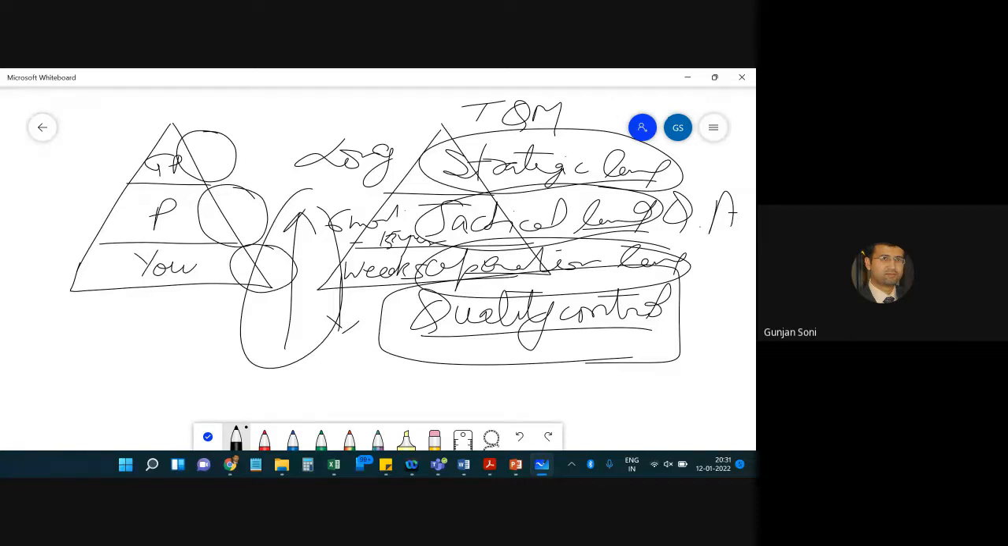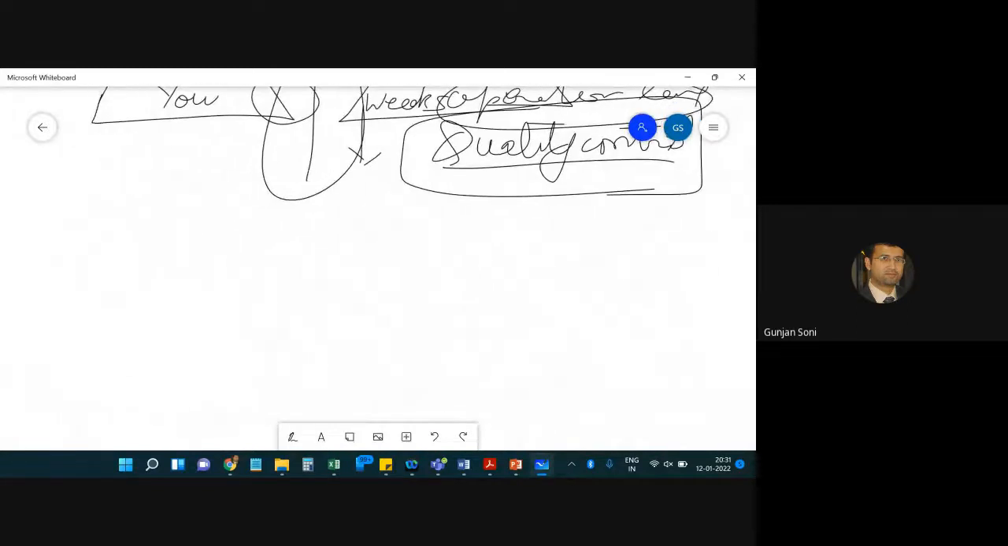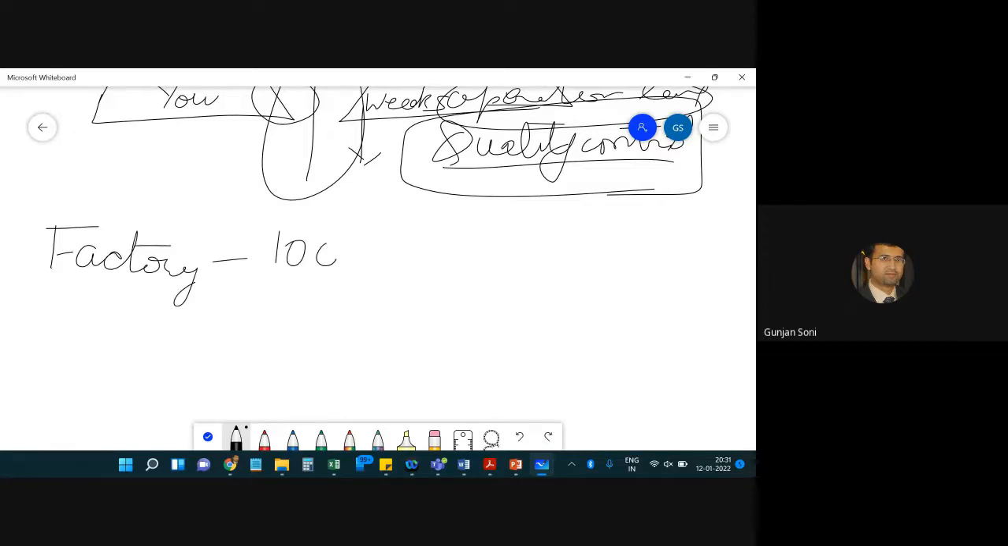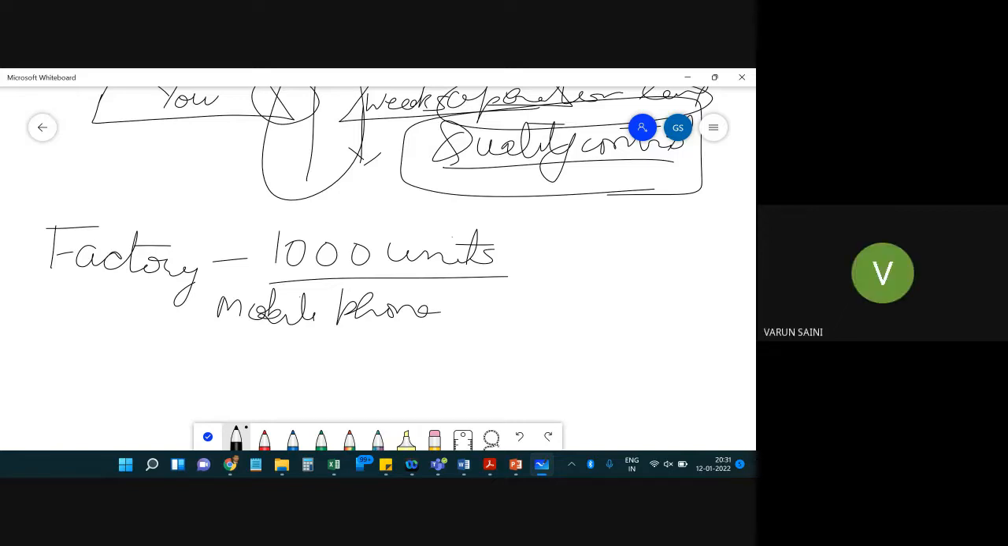Let's try to understand this situation. Let's say a factory is producing 1,000 units of a certain item in a day. Let that unit be a mobile phone. In order to inspect the whole mobile phone, how do you think the quality inspection might be happening? Can you think? Taking random units from... anyone else? Think about it.